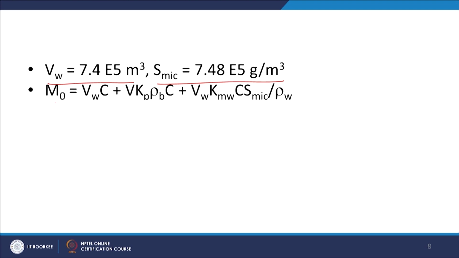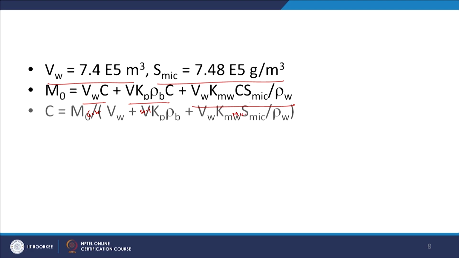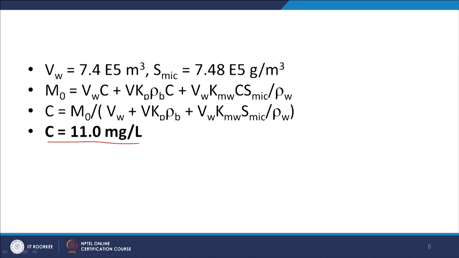And now, as we know, no NAPL will be present, the total mass is out here, and this is what we have in the groundwater, soil and in the micelle phase. We are going to plug these relevant values in to calculate C. So, C is 11 milligram per liter. So, that is what we have out here.